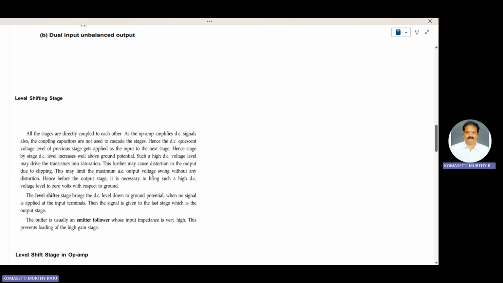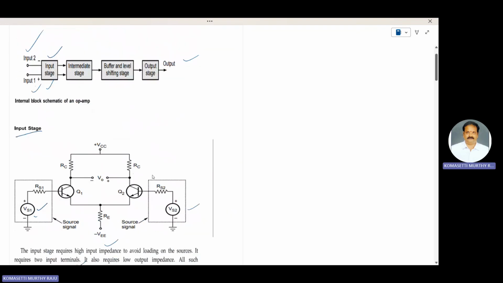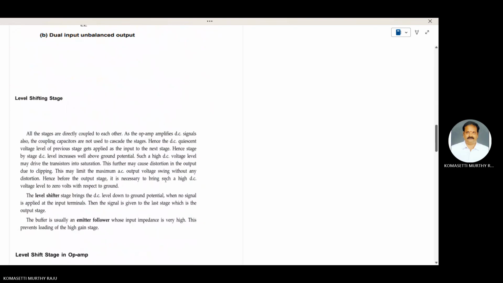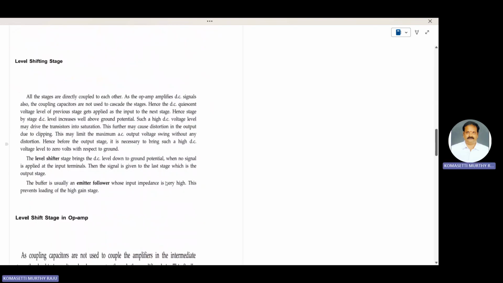Next, the level shifting stage. The third one is the buffer and level shifting stage. All the stages are directly coupled to each other, including the multi-stage amplifier in the intermediate stage. No coupling capacitors are used. All the stages are directly coupled, as the op-amp amplifies DC signals also.